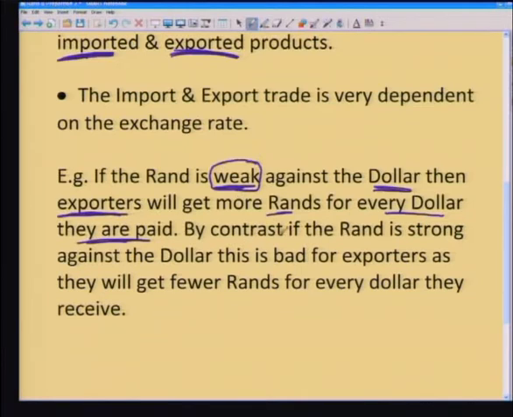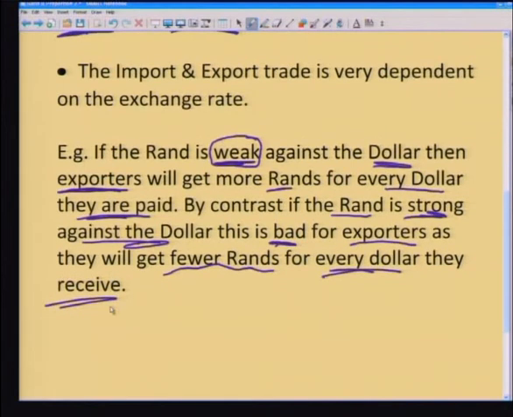By contrast, if the rand is strong against the dollar, then it's actually going to be bad news for the exporters because they will get fewer rands for every dollar that they receive. So for every good that they sell overseas or to America, they are going to get fewer rands if the rand is strong against the dollar. In other words, if it costs fewer rands to buy a dollar.